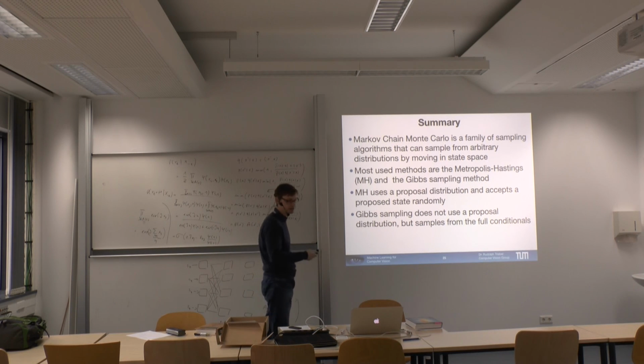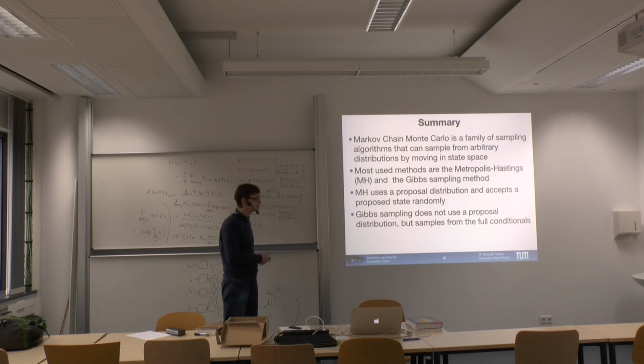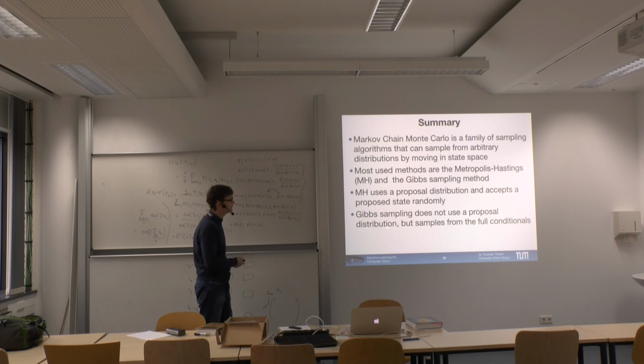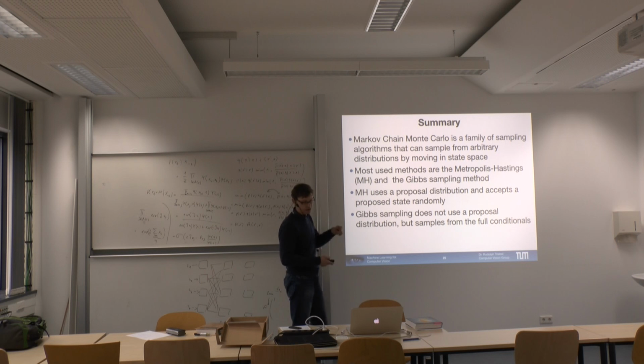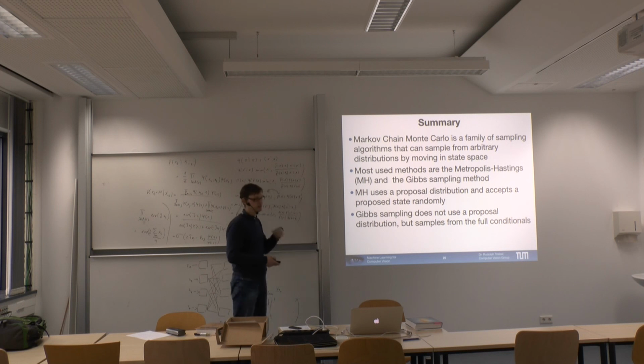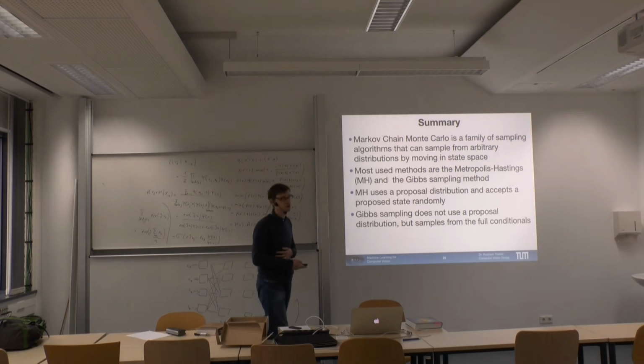In MH, we use the proposal distribution, and we accept a proposed state randomly. Very similar to rejection sampling, we first compute the acceptance probability and then sample. If we accept, then we move to the new state. Otherwise, we reject it. Gibbs sampling does not do that. It never rejects. But in turn, it samples from the full conditional. So it takes every variable in turn and samples from that distribution.